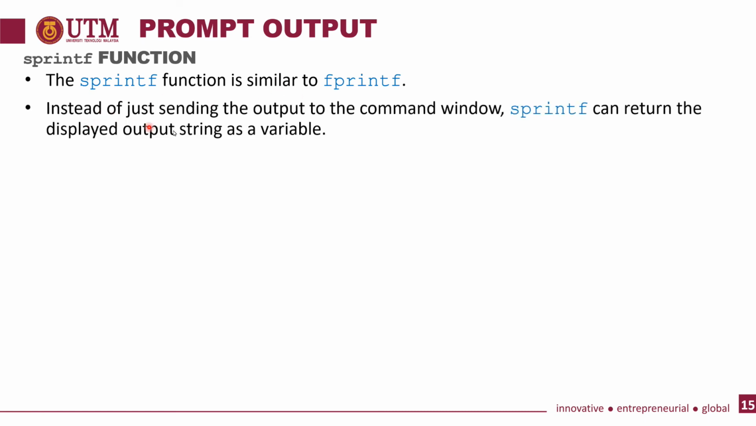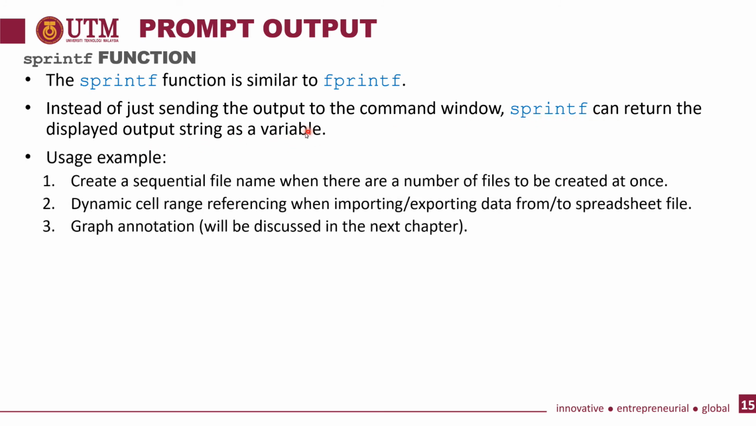So instead of just sending the output to the command window, Sprintf can return the displayed output string as a variable. As I mentioned before, the difference between Sprintf and Fprintf is that Sprintf will return a value as a string, but Fprintf will return the value as any number type, for example, integer or floating number.